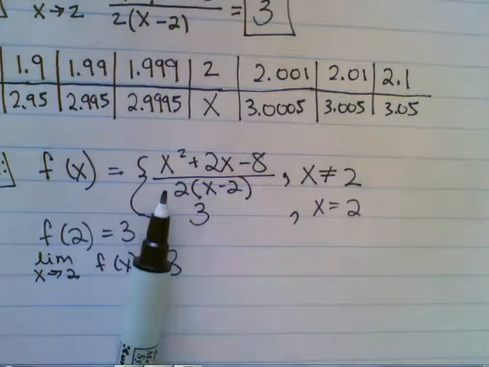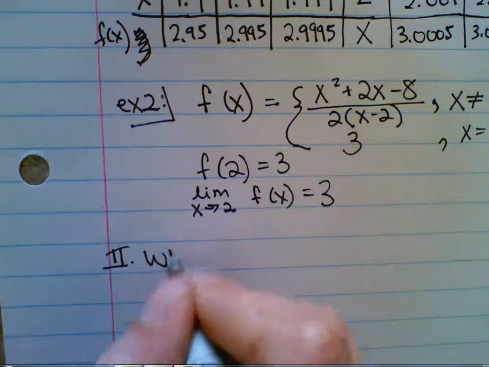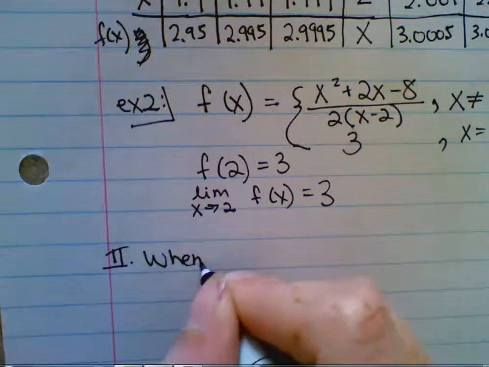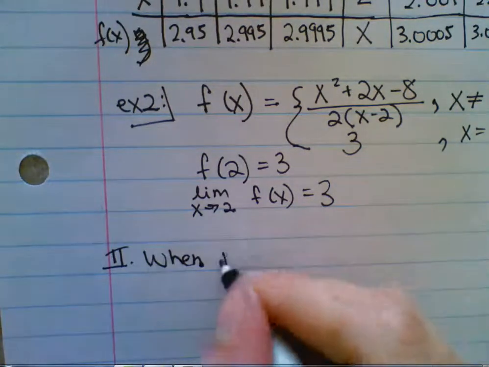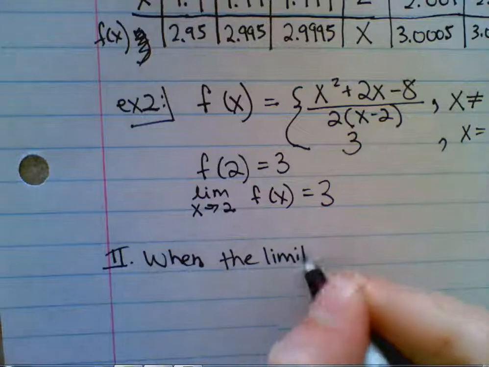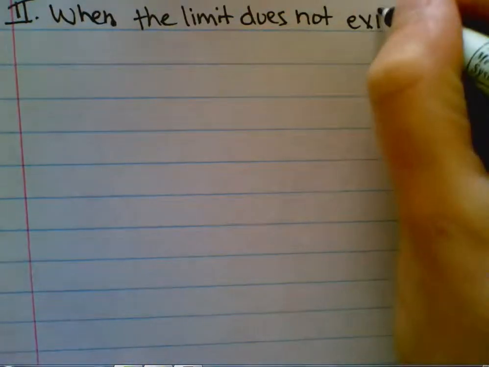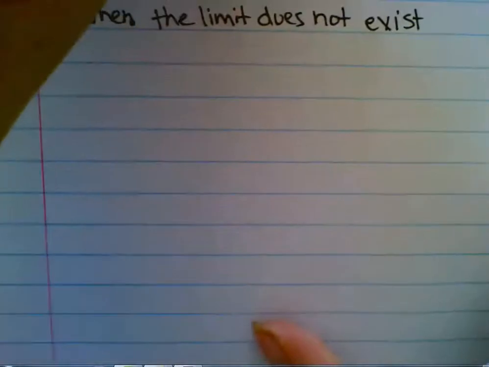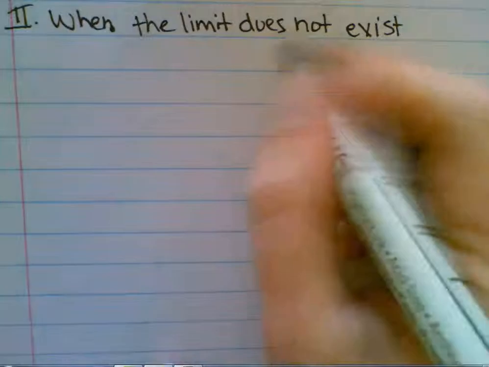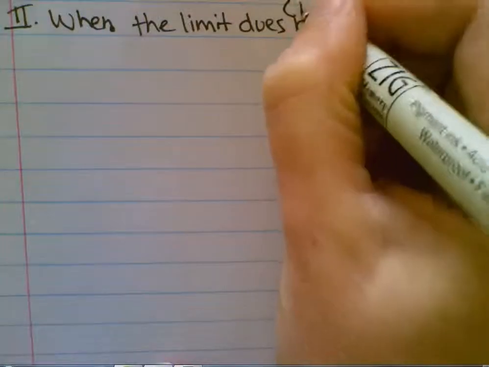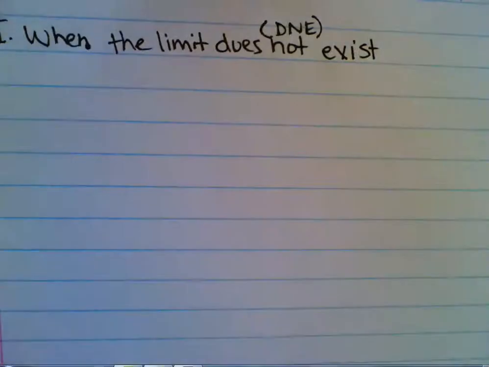Alright, so guys, if we're going back to our notes here, I'm going to go ahead and put down Roman numeral 2. We're going to talk about when the limit does not exist. And guys, when we talk about a limit not existing, we'll often abbreviate it to DNE. You're going to see that a lot. You can just write down DNE, does not exist.